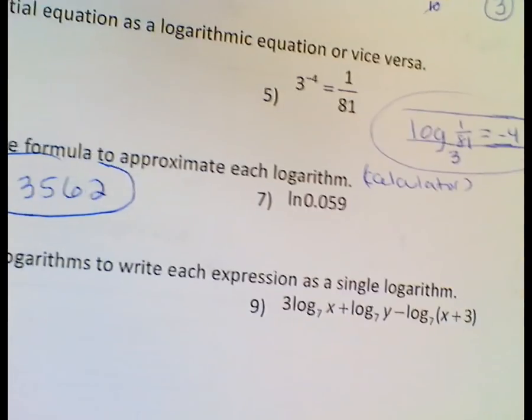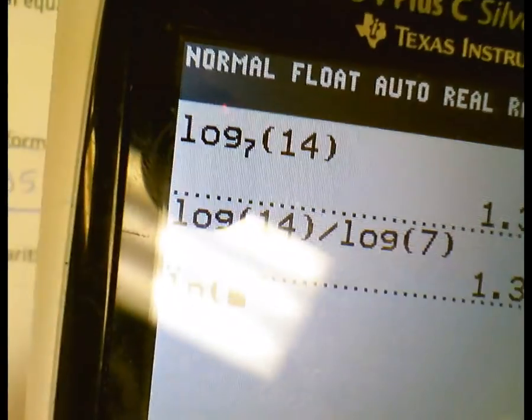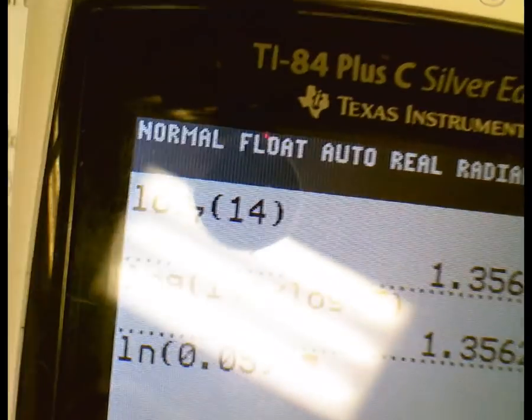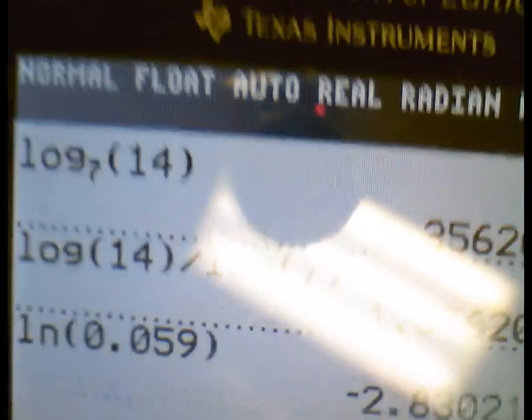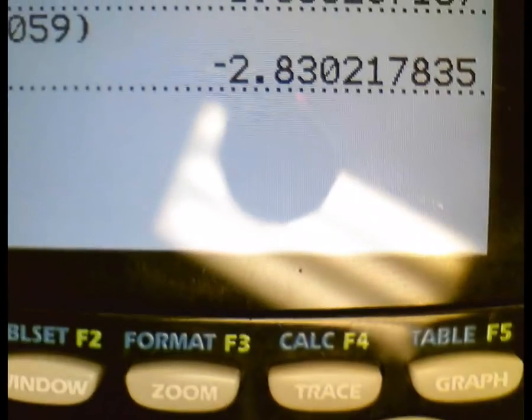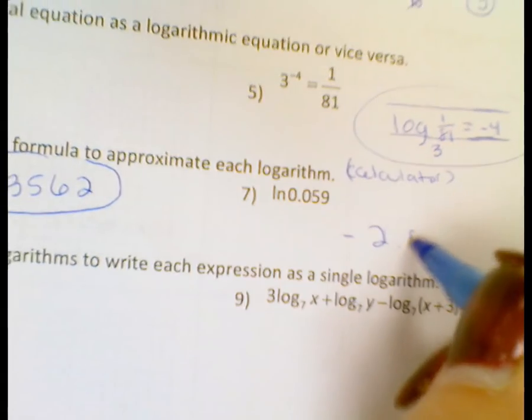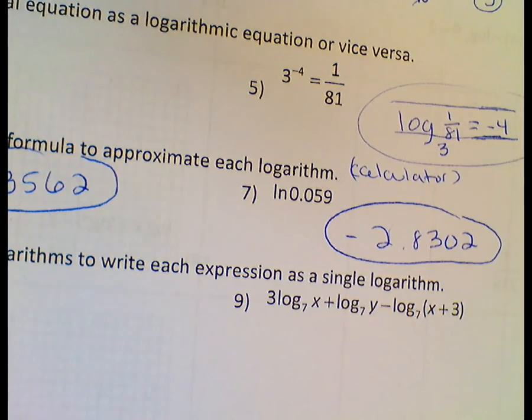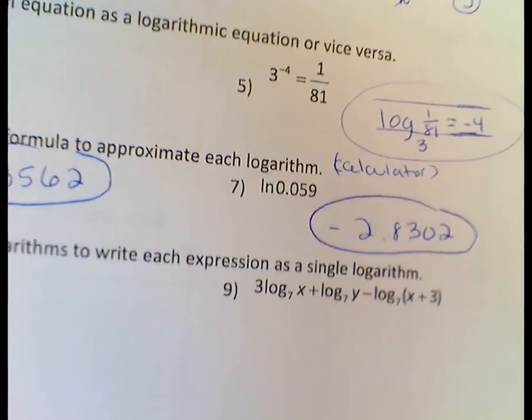So 7, you just punch that straight in the calculator. Natural log 0.059. Wait, 7 we use natural log, right? Yeah. So that's negative 2.8302. Negative 2 point what? Okay, there are the first 7 answers.